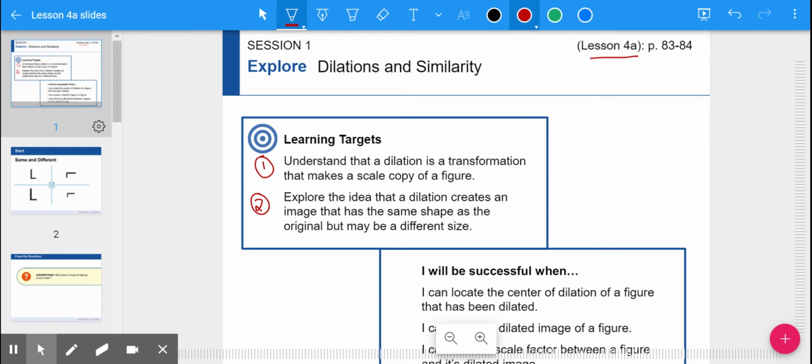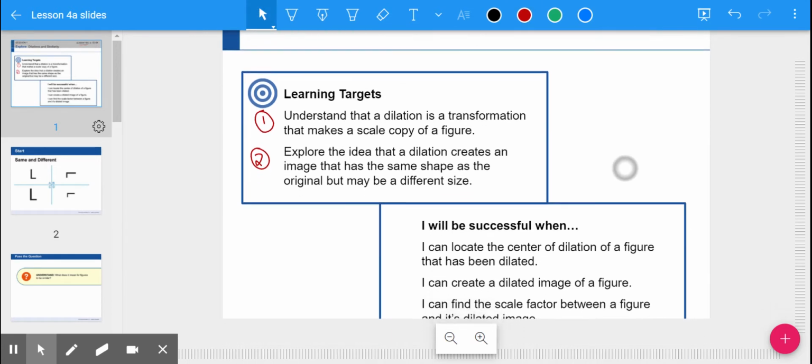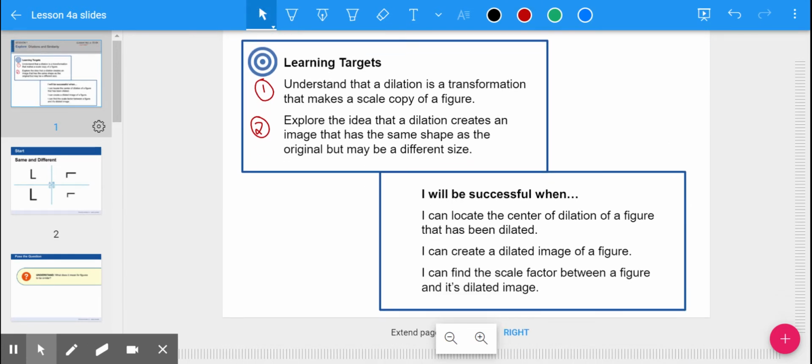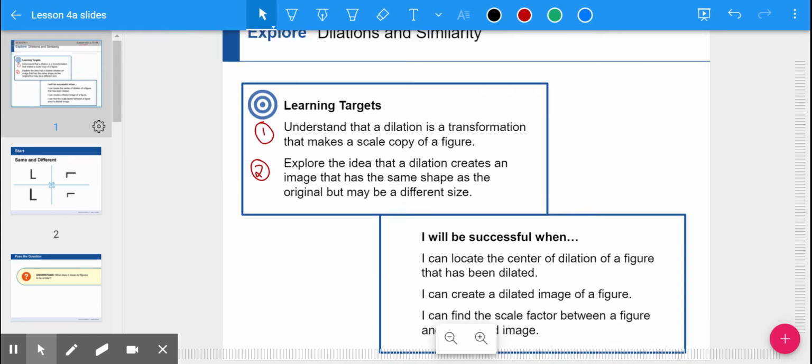So I would say for success criteria, if you're successful today, you should be able to locate the center of dilation on a figure that has been dilated. You should be able to create a dilated image of a figure, and you should be able to find a scale factor between a figure and its dilated image. And we're going to be working through those things throughout today and the other parts of this lesson 4.